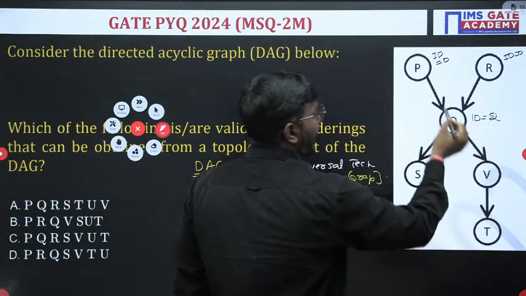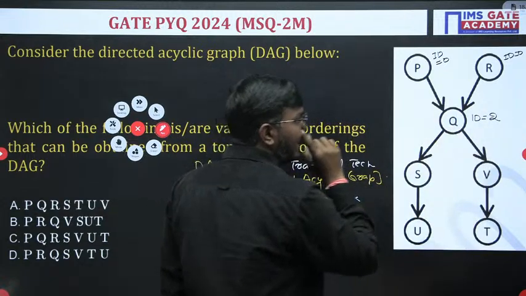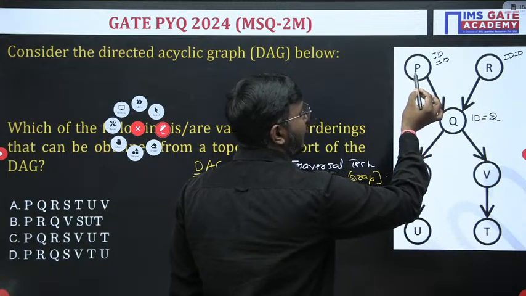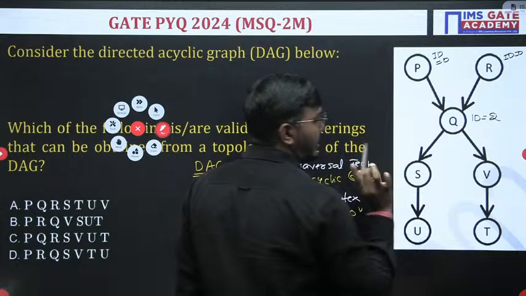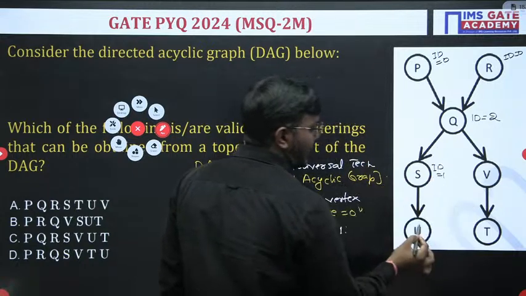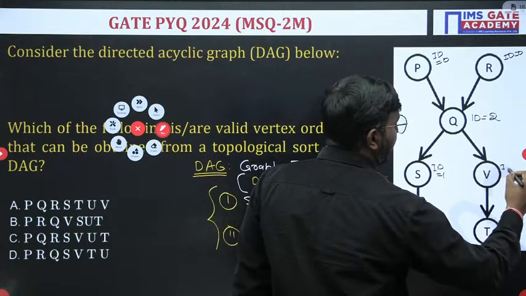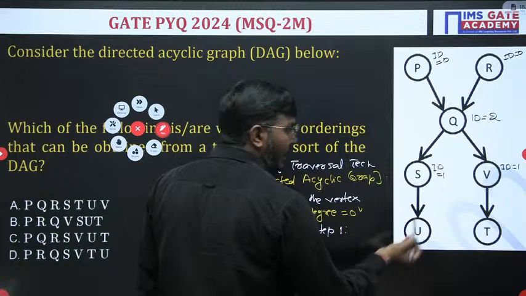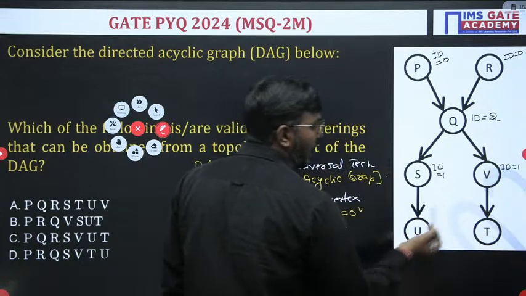Here we have 2 incoming edges, and the out degree is also 2 outgoing edges. Out degree for P is 1, out degree for R is 1. Similarly, in degree for S is 1 and out degree is also 1. In degree for V is 1 and out degree is also 1. In degree is 1, in degree is 1, out degree is 0, out degree is 0.